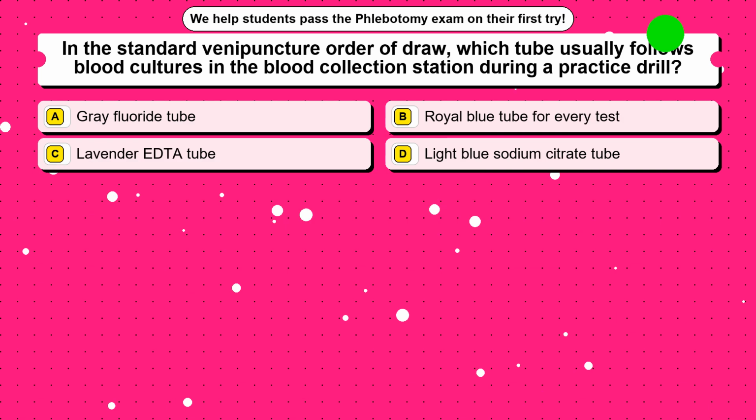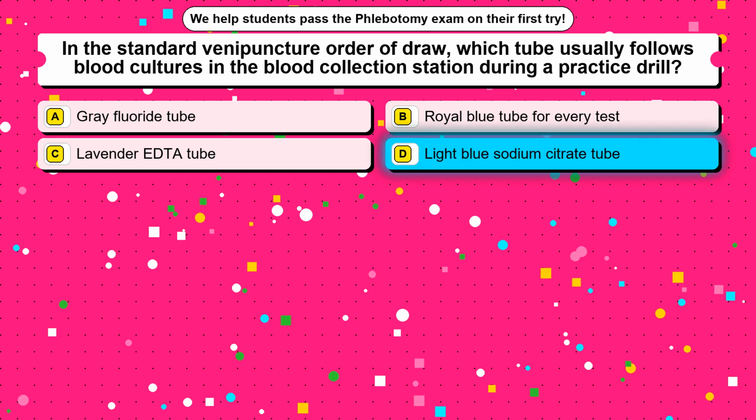Question 36. In the standard venipuncture order of draw, which tube usually follows blood cultures in the blood collection station during a practice drill? Option A, gray fluoride tube. Option B, royal blue tube for every test. Option C, lavender EDTA tube. Option D, light blue sodium citrate tube.